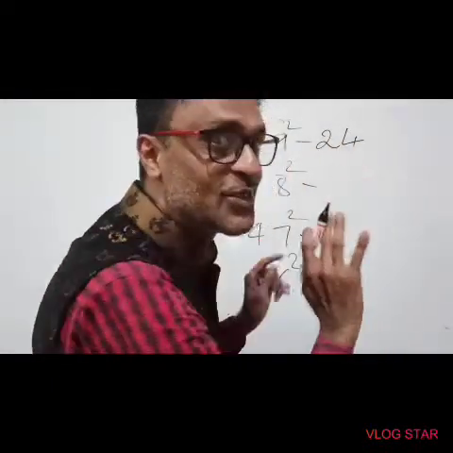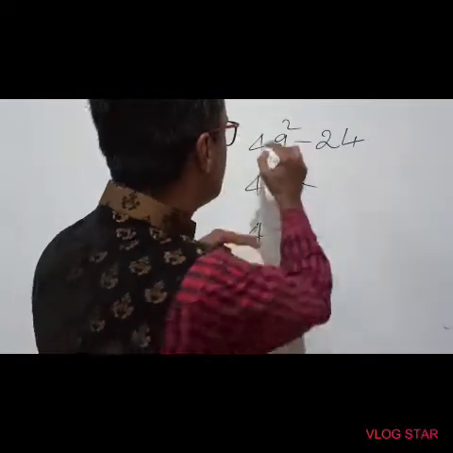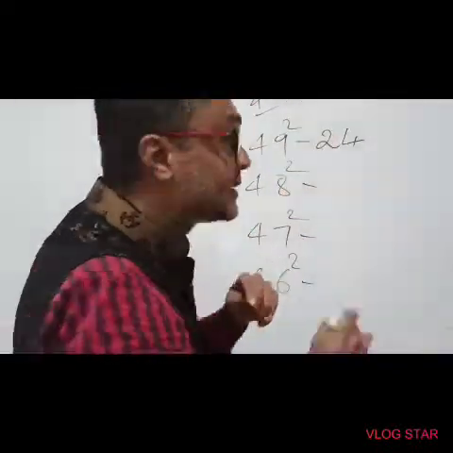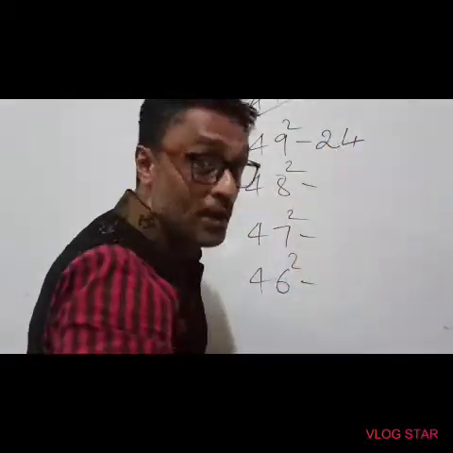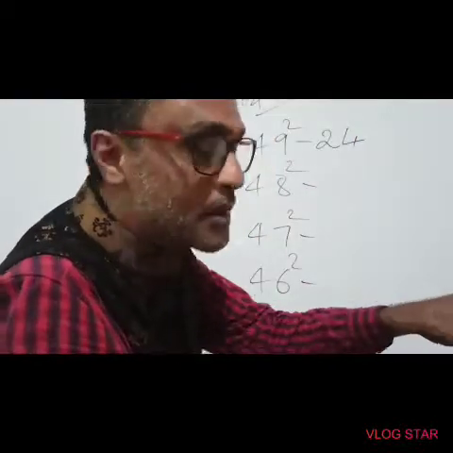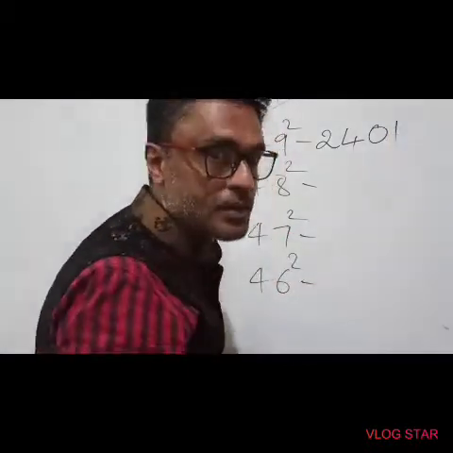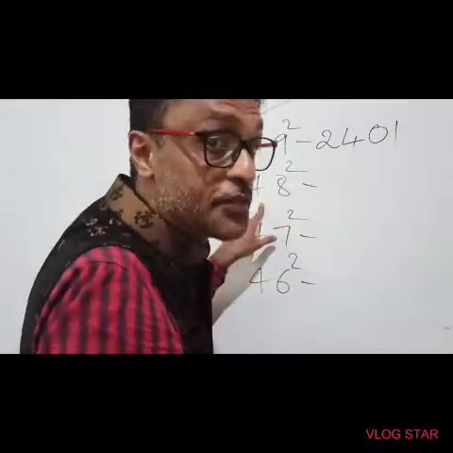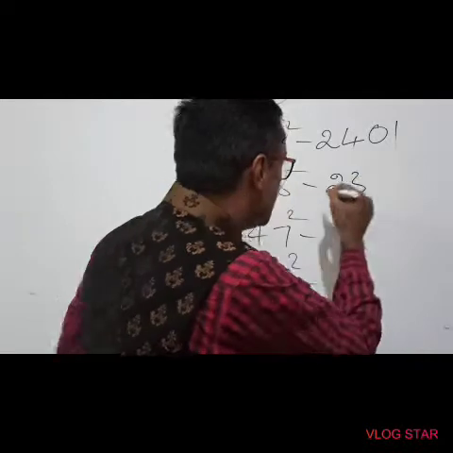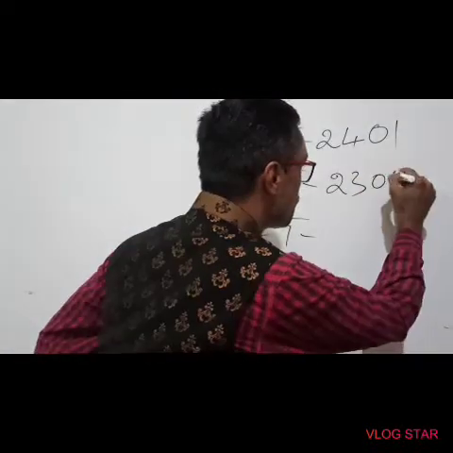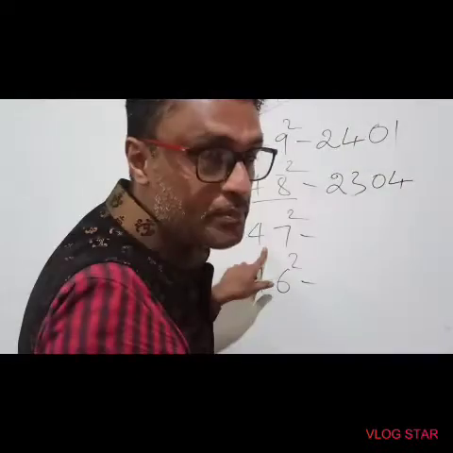9 nines is how much? No, you should not do 9 nines. See the difference between 49 and 50. The difference is 1. You have to square that number. 01. Got it? 48 minus 25 is 23. The difference is 2. 2 2s are 4. 04.